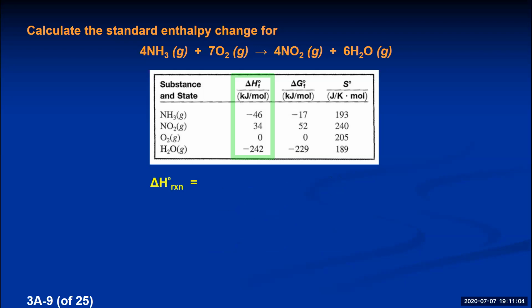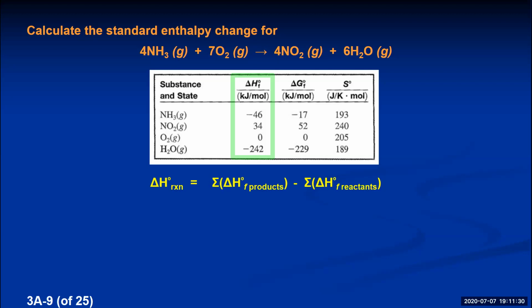The delta H naught for any reaction, and we're going to do it for the reaction at the top here, is always going to equal the sum of all the standard heat of formations of the products minus the sum of all the standard heat of formations of the reactants. And when you do this, you have to make sure that when you use a heat of formation of a product or reactant, you multiply it by its coefficient in the balanced equation. So let's see if this makes sense.